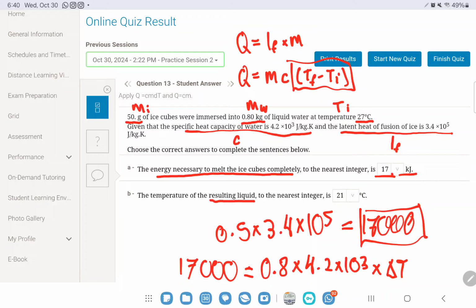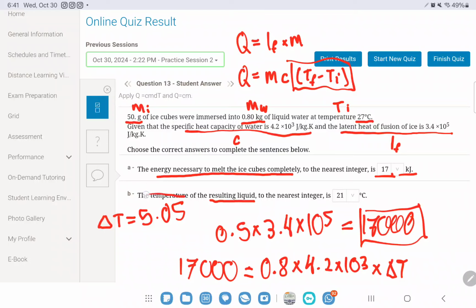Sorry guys, I just put the numbers wrong in my calculator. Times 4.2 times 10 power 3. Okay. Yeah, now it's right. So you get delta T equals to 5.05, whatever. We don't care. It's not really much difference.